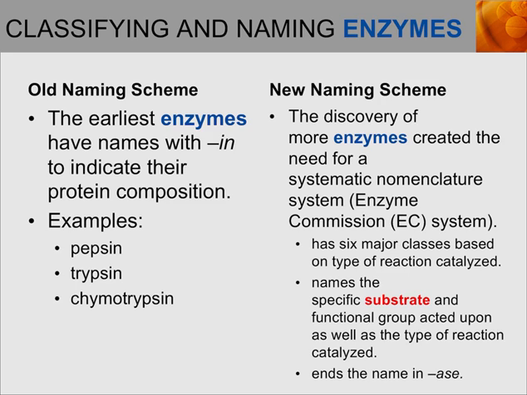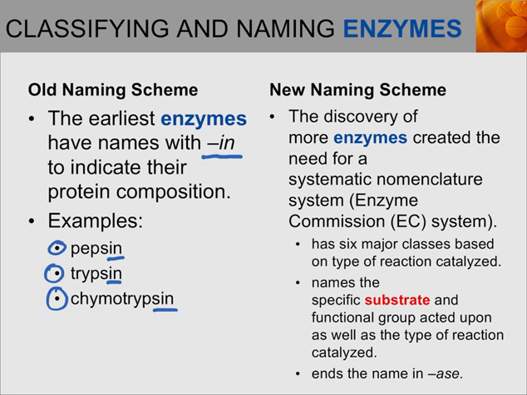There's different ways that we can name these enzymes. There's an old naming scheme, and this was when we didn't know about a lot of different enzymes. We only had knowledge of a few enzymes. So the earliest enzymes have names that end in IN, and that just indicates their protein composition. So we've got, for instance, pepsin, trypsin, chymotrypsin, and notice they're all ending in IN.